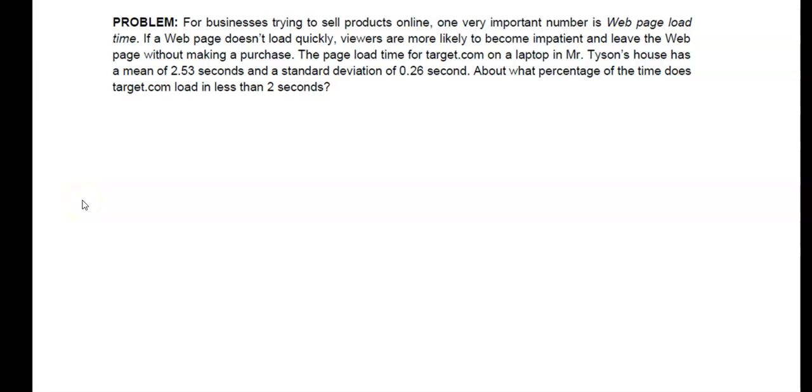Okay, so for businesses trying to sell products online, one important number is the web page load time. If a web page doesn't load quickly, viewers are more likely to become impatient and leave without making a purchase. That's 100% true for me. Page load time for Target.com on a laptop at Mr. Tyson's house has a mean of 2.53 and a standard deviation of 0.26.